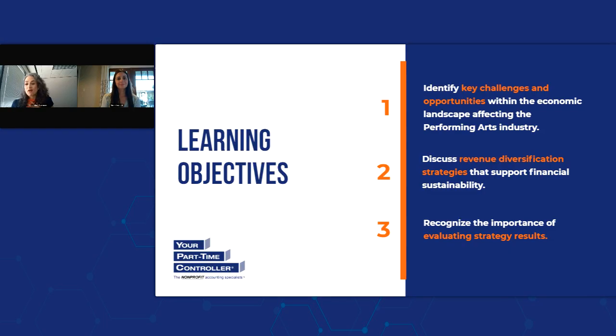And today we're going to work on these problems. So our learning objectives today are identifying key challenges and opportunities within the economic landscape currently affecting the performing arts industry. Then we're going to discuss revenue diversification strategies that support financial sustainability. And then we're going to recognize the importance of evaluating those strategy results.